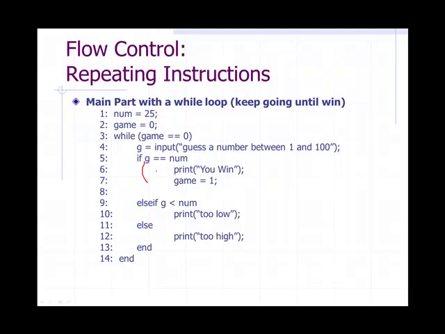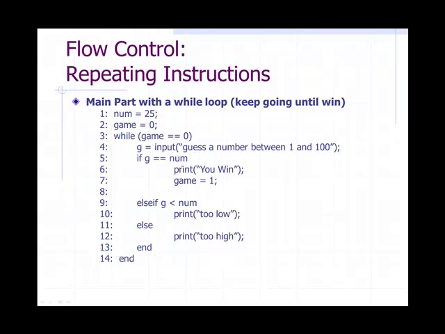Now, if this part is not true, it'll check this one. And if this is true, it'll print too low to let you know you were too low, and it will go back to the loop, and the variable game is still equal to 0, so it will keep going. Now, if this is not true and this is not true, by default, it'll just tell you it's too high. And then it will go back through the loop, and it'll check the game variable and see that it's still equal to 0, and it'll keep going.